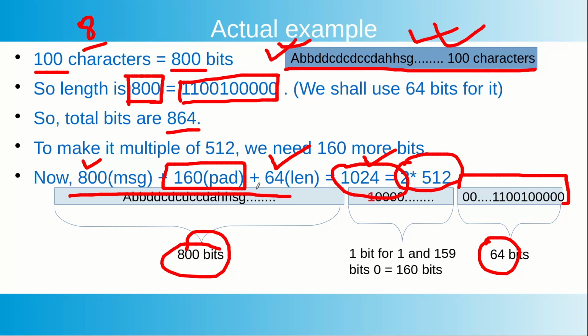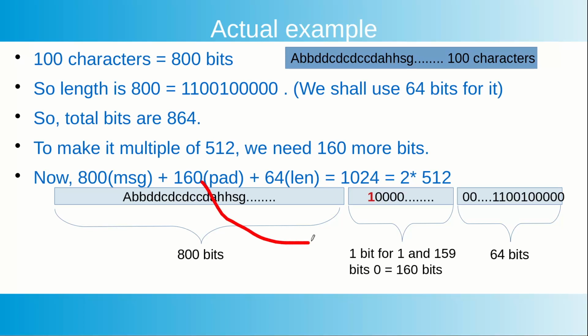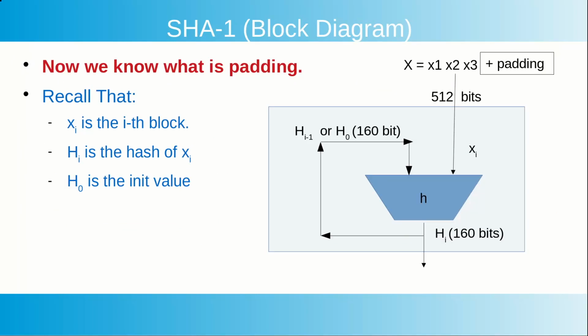So this 160 bit I am going to make a padding. So this 160 bit I will insert in between the text and the length, and in this way the first bit will be 1 and the remaining 159 bits will be populated with 0. So this thing is now essentially the final text that we will feed to our SHA-1 algorithm. And now you should know that this is exactly an integer multiple of 512 bits. So now we know what is padding.